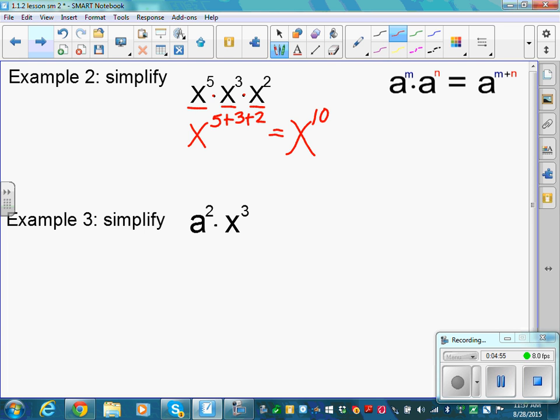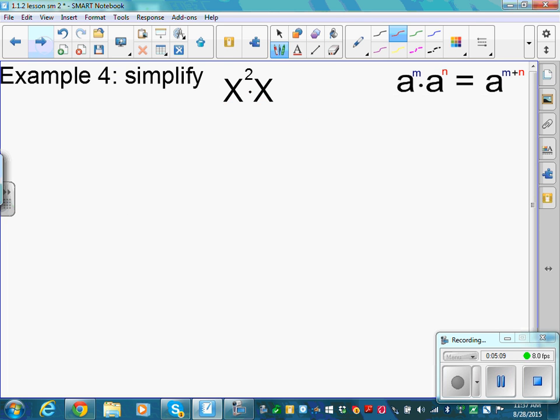Now, in example number 3, we're simplifying a squared times x cubed. Those are not the same base. We can't simplify it. So this is the simplified form. You can't combine those using properties of exponents. They're not the same base. A and x are not the same base.